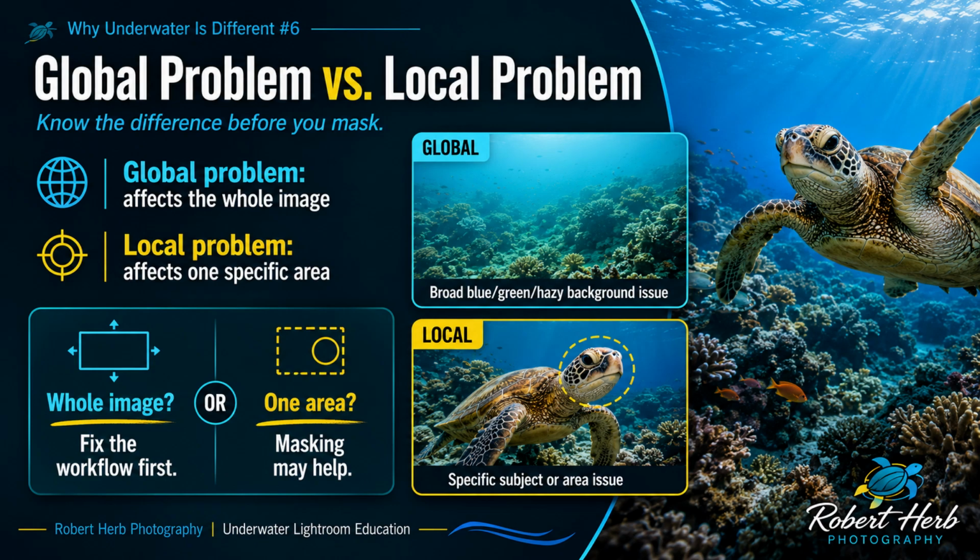This is the simple decision test that makes masking much easier. Ask yourself, does this problem affect the whole image or just one specific area? If it affects the whole image, it's a global problem. That means go back to the workflow first. If it affects one area, like a subject, a distraction, or a small exposure issue, masking may help. This question keeps you from using masks as a shortcut and helps you use them with intention.